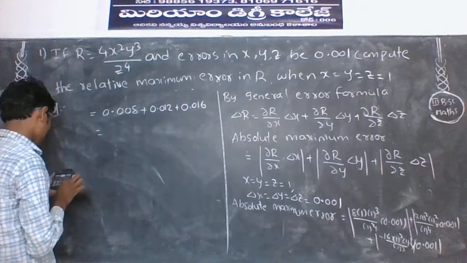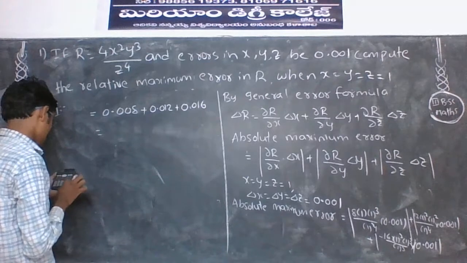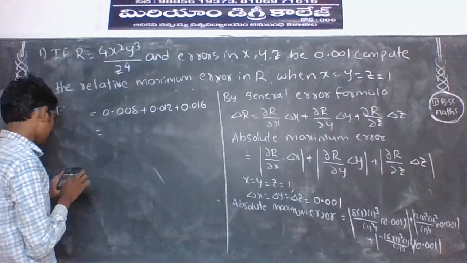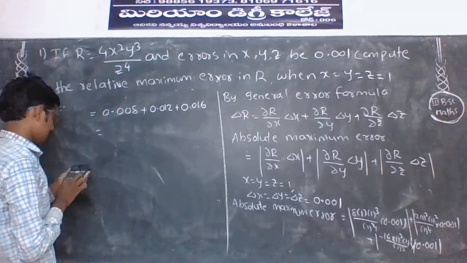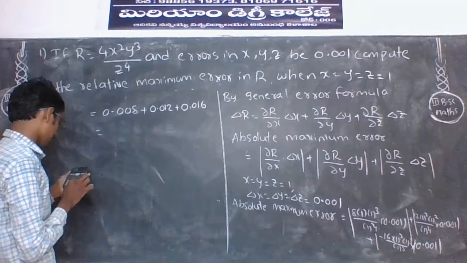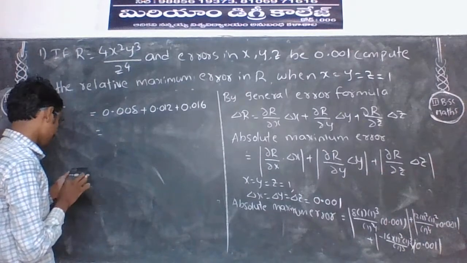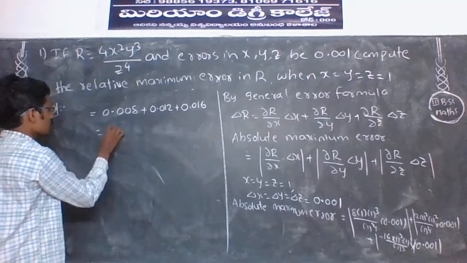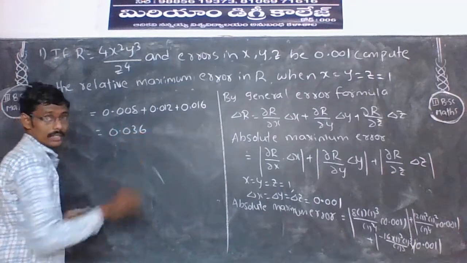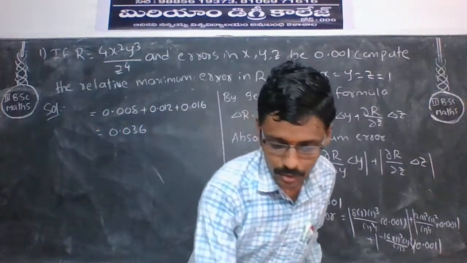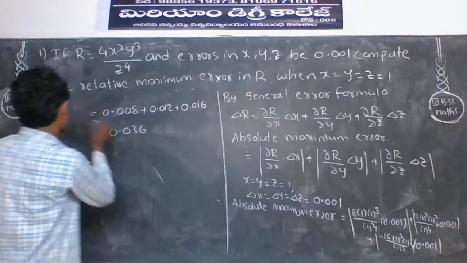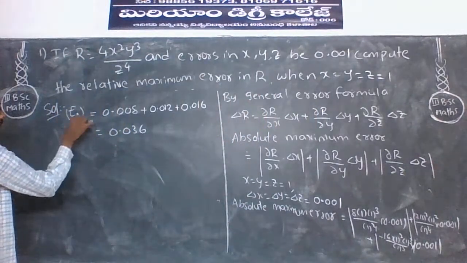Adding 0.012 plus 0.008 is equal to 0.036. This is the absolute maximum error, EA maximum.